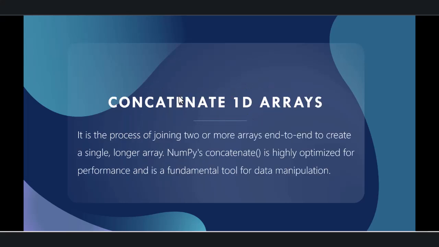Now we'll see how to concatenate 1D arrays. It is the process of joining two or more arrays end to end to create a single long array. NumPy's concatenate is highly optimized for performance and it is a fundamental tool for data manipulation. We will mainly use this for data manipulation, that is to make some changes in the data like combining and adding elements. I hope you got an idea. Now we'll see an example.